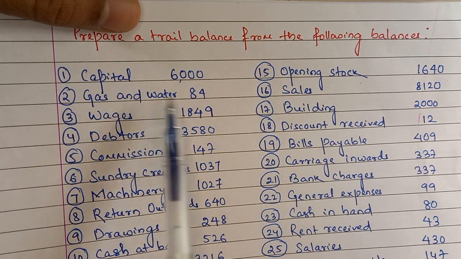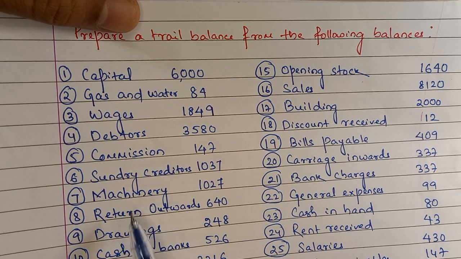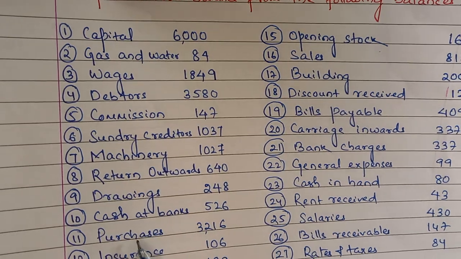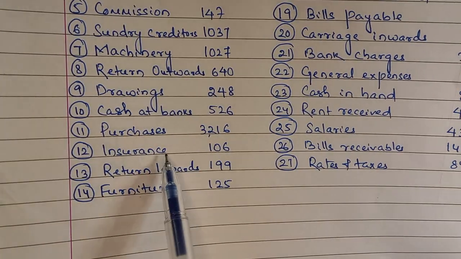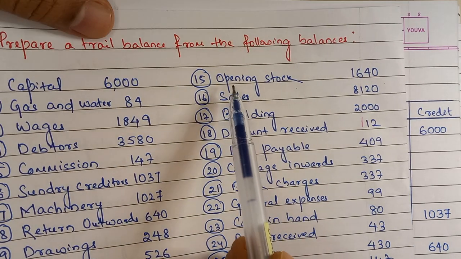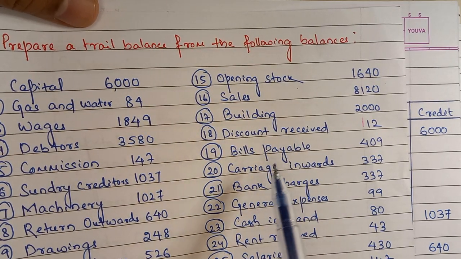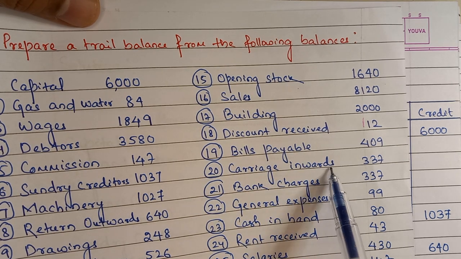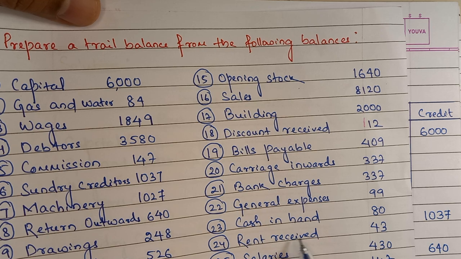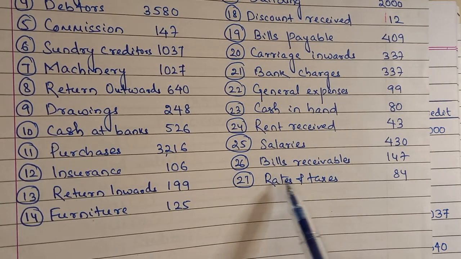Capital, gas and water, wages, debtors, commission, sundry creditors, machinery, return outwards, drawings, cash at bank, purchase, insurance, return inward, furniture. Then you have opening stock, sales, building, discount received, bills payable, carriage inward, bank charges, general expenses, cash in hand, rent received, salaries, bills receivable, and rates and taxes.